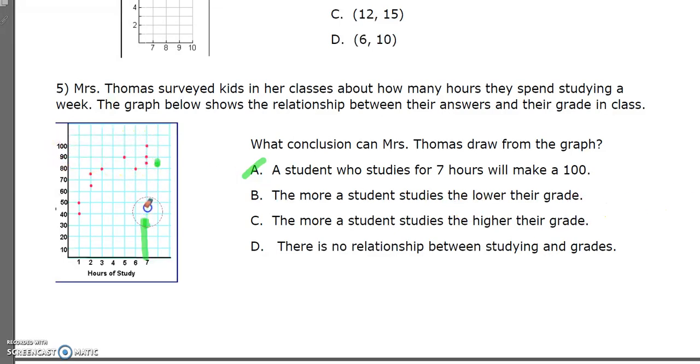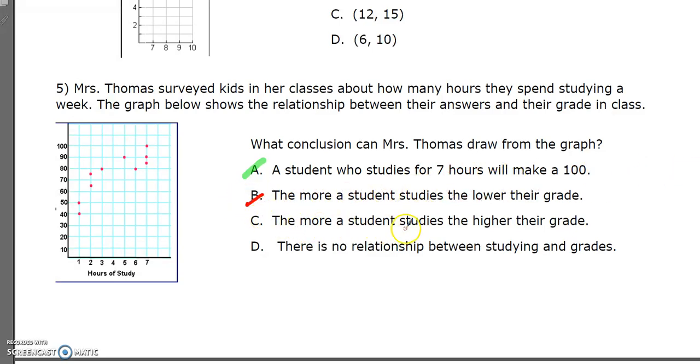And let's see, the next one, B, says the more a student studies, the lower their grade. So if that were true, that means we would have a negative correlation or a negative slope. So that means as this is increasing, this is going down. So I would have a lot of points going this way, and that's not what I have. So I do not believe that B is going to be the correct answer.